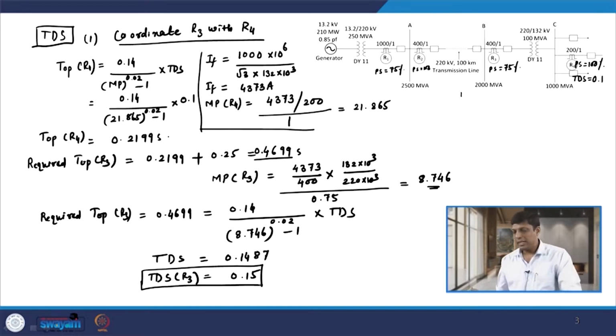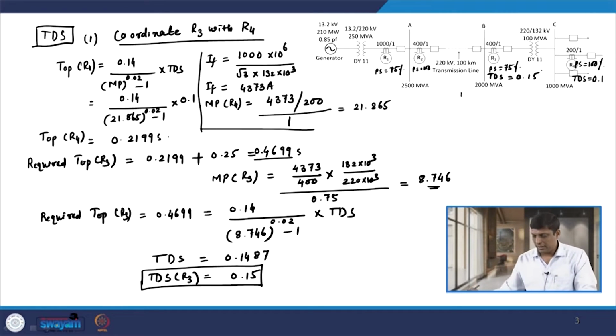So, we have already calculated the TDS of R3. Let us write it down here, that is 0.15. Now we need to calculate the TDS of relay R2. When we calculate the TDS of relay R2, we need to coordinate relay R2 with relay R3, and again we need to coordinate it at the fault level given at bus B, that is 2000 MVA.